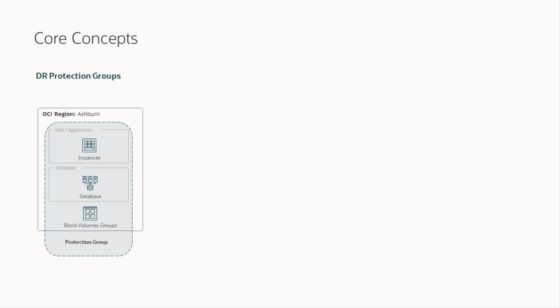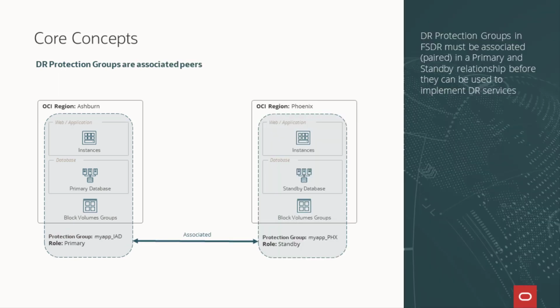We begin with DR protection groups. You will create a logical container in two different OCI regions of your choice. The logical containers are called DR protection groups, or DRPGs. OCI resources that define an application are placed in the DRPGs to ensure they are recovered together. You will associate two protection groups together as peers and assign the role as either primary or standby to each one. The roles of primary and standby are a function of the DR protection groups, not the OCI regions. You don't need to manage the roles. FullStack DR automatically keeps track and manages the roles of the DRPGs as part of the failover or switchover process.